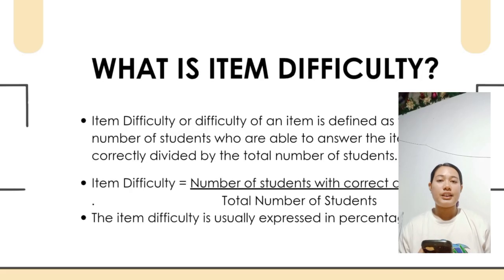So what is item difficulty? Item difficulty, or difficulty of an item, is defined as the number of students who are able to answer the item correctly divided by the total number of students. So item difficulty is equal to the number of students with the correct answer divided by the total number of students. The item difficulty is usually expressed in percentage.